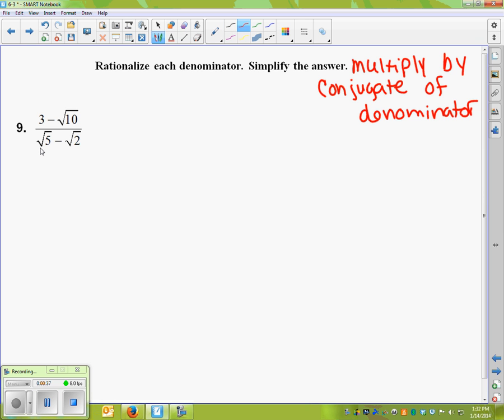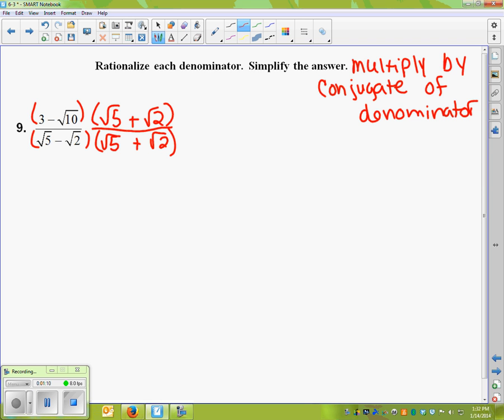the conjugate of the denominator, the square root of 5 and the square root of 2, do not change. What does change is my minus sign becomes a plus. This is conjugates. You have a minus in one of the binomials and a plus in the other. And I'm going to multiply the denominator. If you do it to the denominator, I must also multiply the numerator.